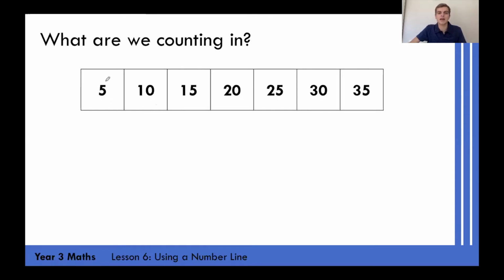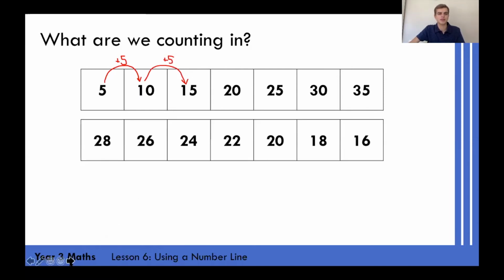Well done if you said the number 5, because I am counting up in 5s each time, because the difference between 5 and 10 is 5. I've added 5. And the difference between 10 and 15 is 5. So can you see I'm counting up in 5s each time? Well done. Here's my next one.